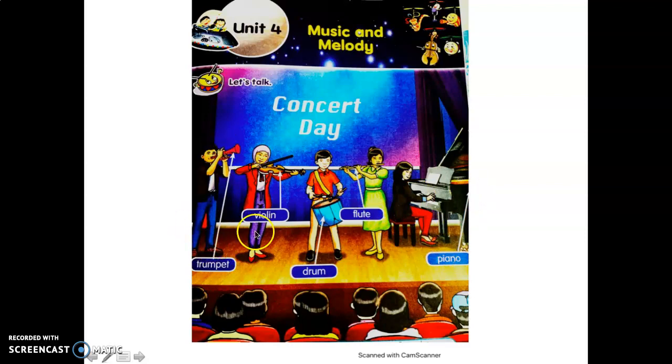Trumpet, violin, biola, drum, flute, seruling and piano. Okay, adakah murid-murid pernah melihat alatan muzik yang terdapat di dalam gambar ini? Ya, cikgu percaya ada di antara murid-murid yang kenal dengan alatan muzik yang terdapat di dalam gambar ini.